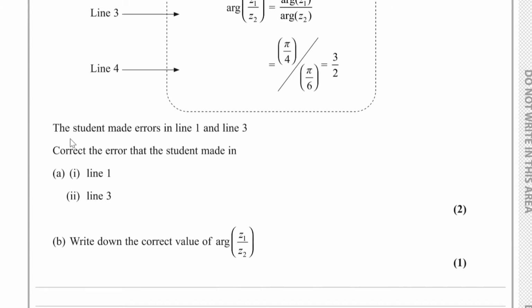Now, the student made errors in line 1 and line 3. We have to correct the error that the student made in line 1 and line 3 for part A of the question.